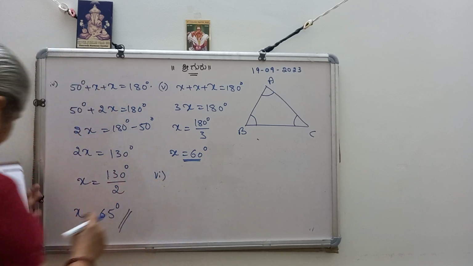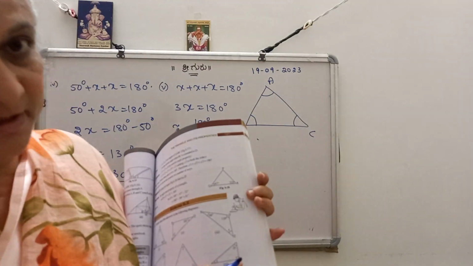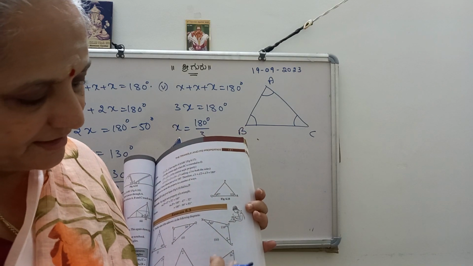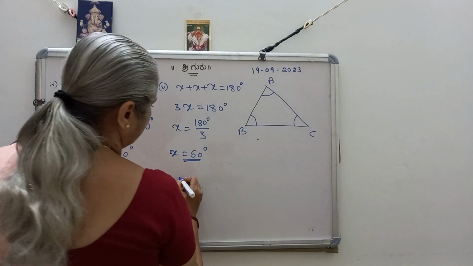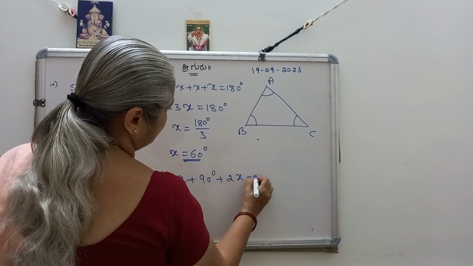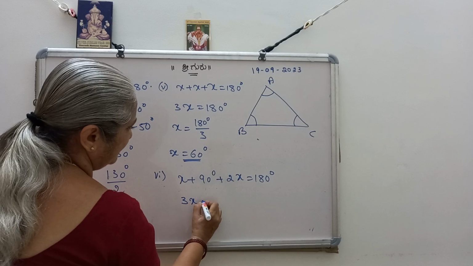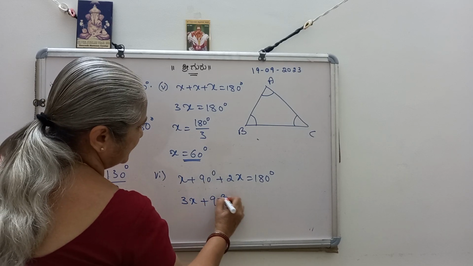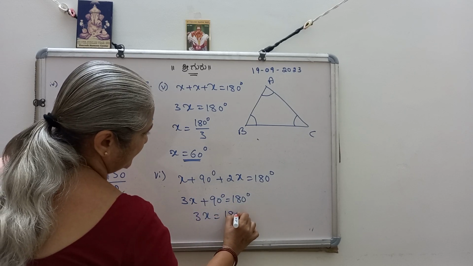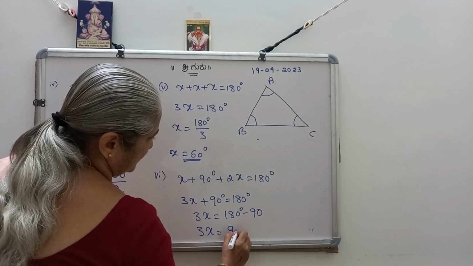Now the sixth one. When there is a square at the vertex, we should consider it as right angle. Therefore, x plus 90 degrees plus 2x is equal to 180 degrees. X plus 2x is 3x because they are like terms. Plus 90 degrees is equal to 180 degrees. 3x is equal to 180 minus 90 degrees. 3x is equal to 90 degrees.